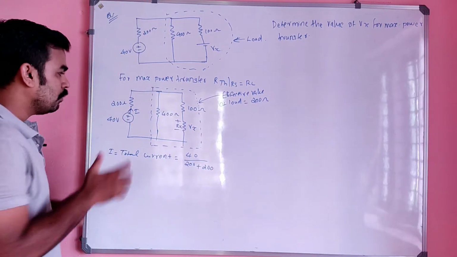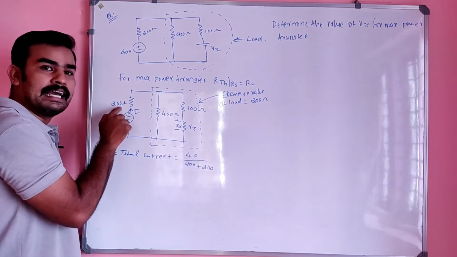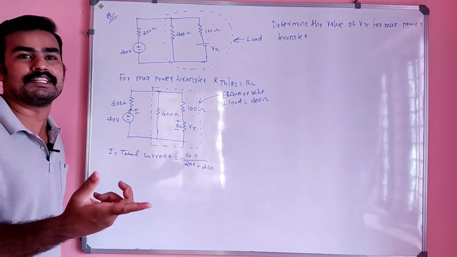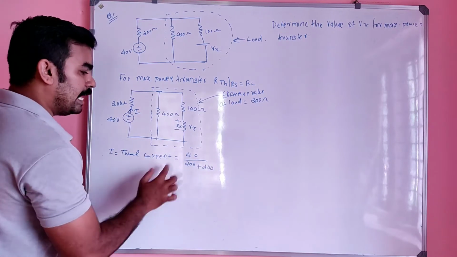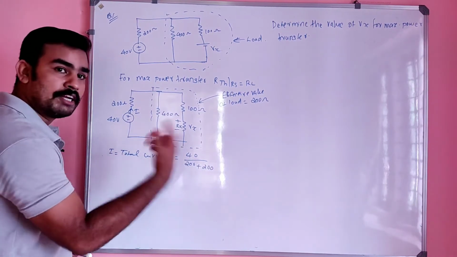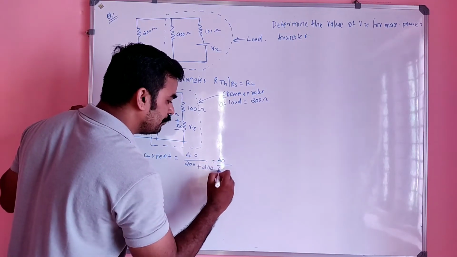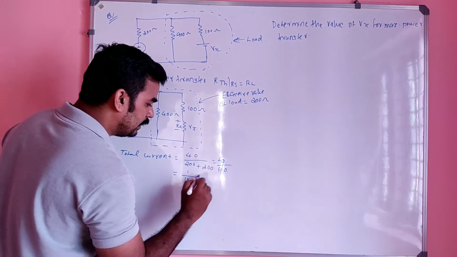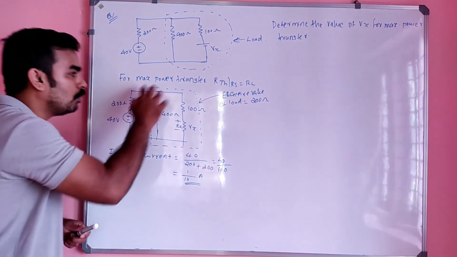Why? Because R Thevenin is already 200 here, and the RL value is also equal to 200 for maximum power transfer. Then only maximum power transfer will happen, right? So total current I will be equal to 40 divided by 200 plus 200, which is 40 divided by 400, or simply 1 by 10 ampere. That is the total current.